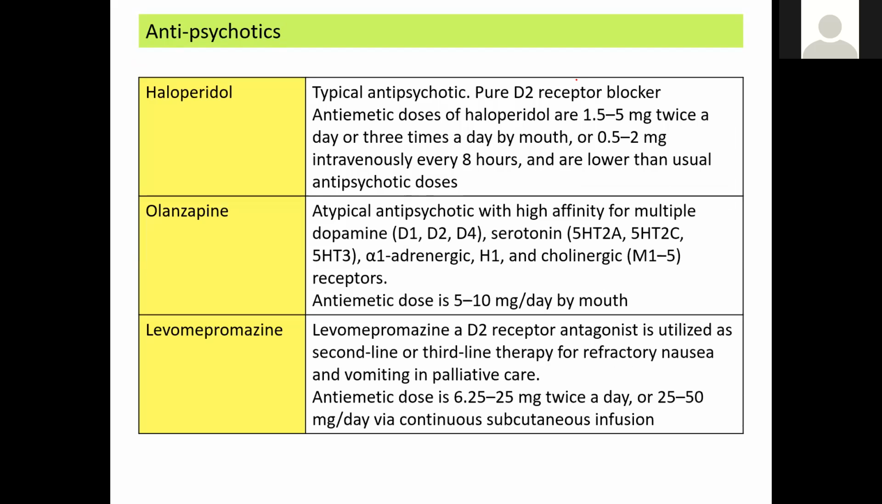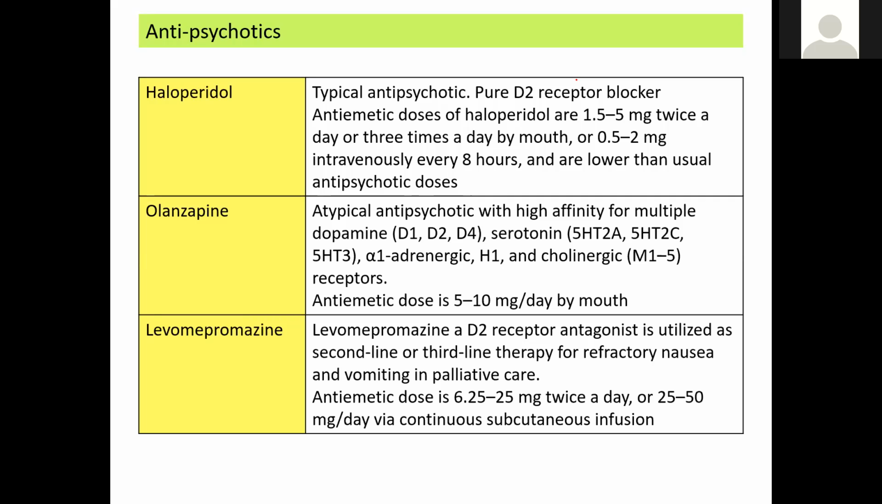Haloperidol is another class of drug. We know that it is a typical antipsychotic. You might have used a lot of haloperidol for controlling psychiatric issues, but it is also an antiemetic. It is a pure D2 receptor blocker, and the antiemetic doses are really, really low. You can start with 0.5 milligram, or 1.5 would usually be enough to control nausea and vomiting.